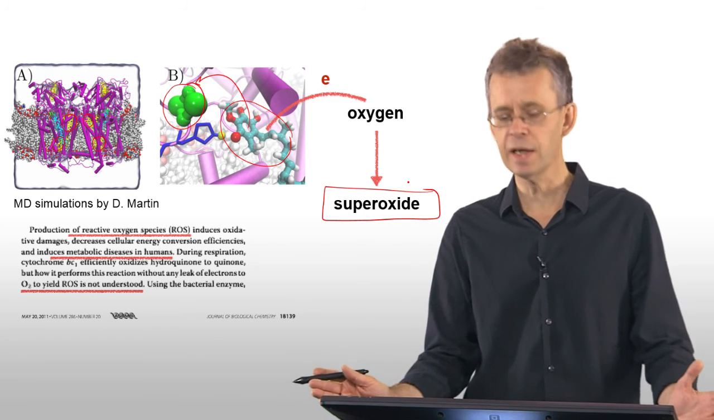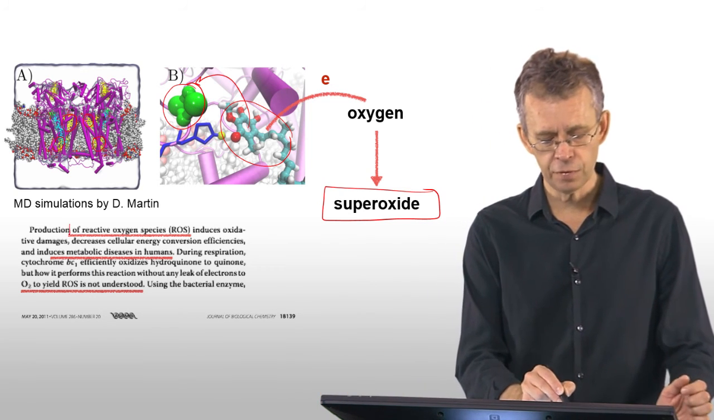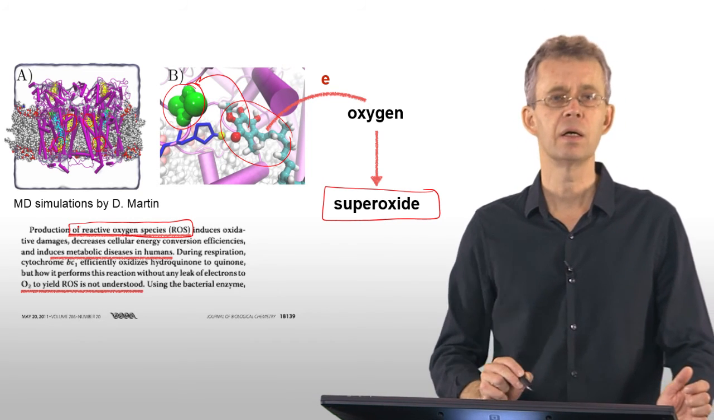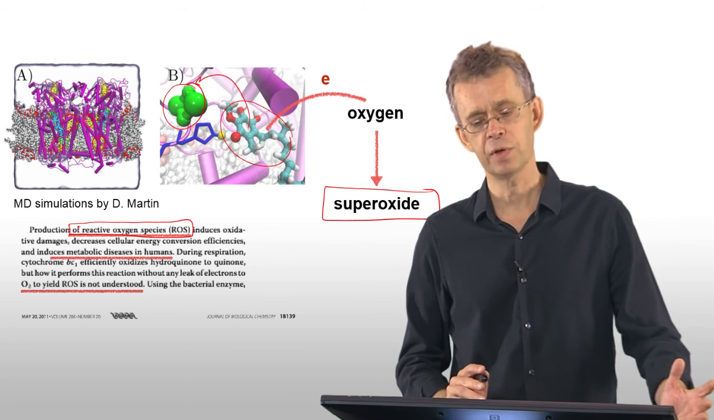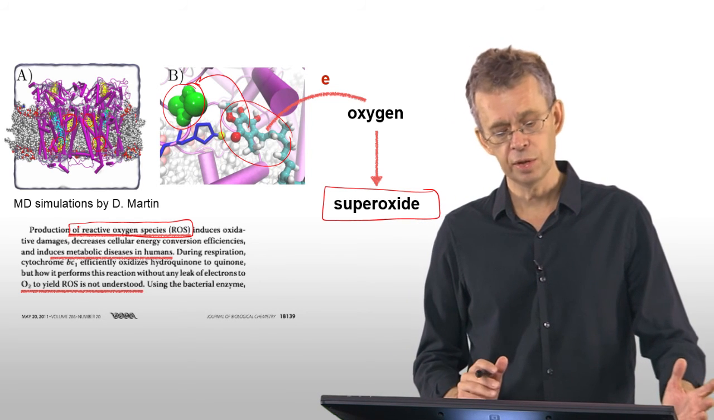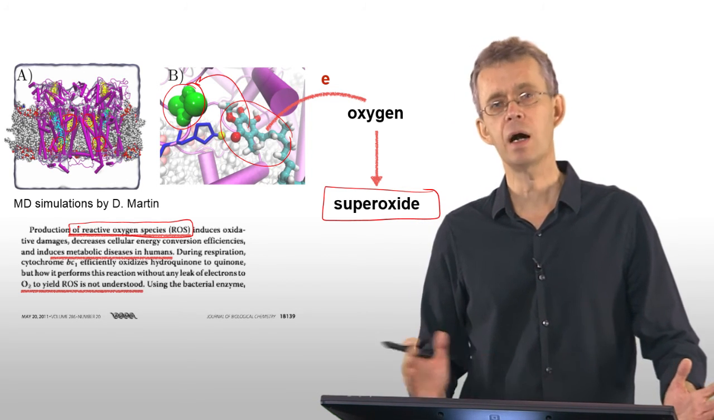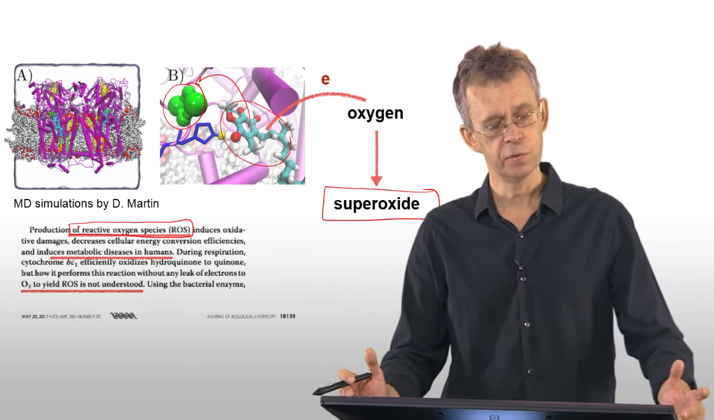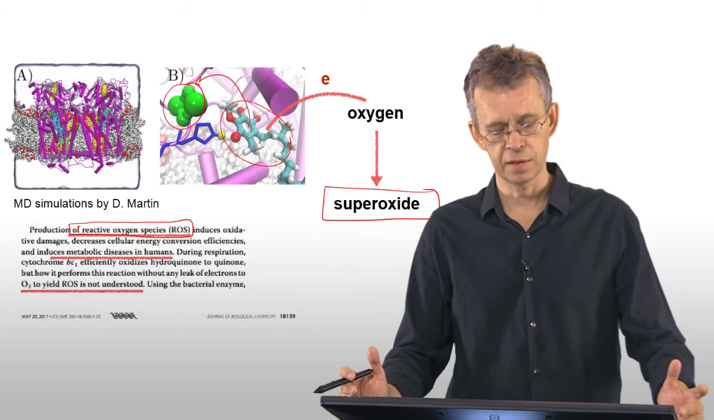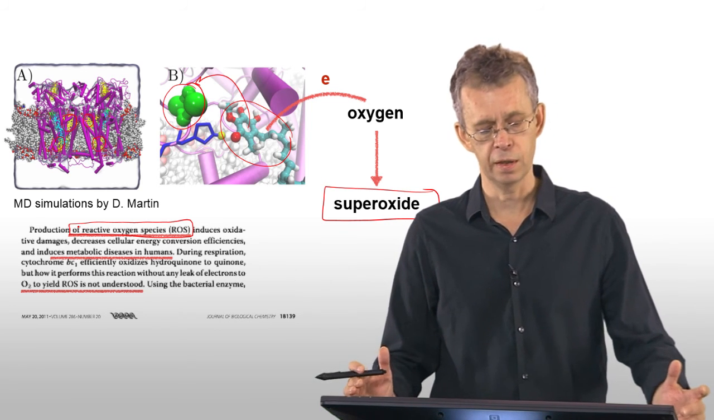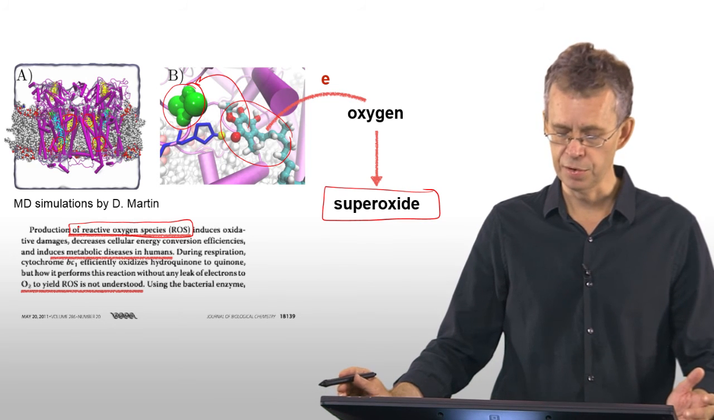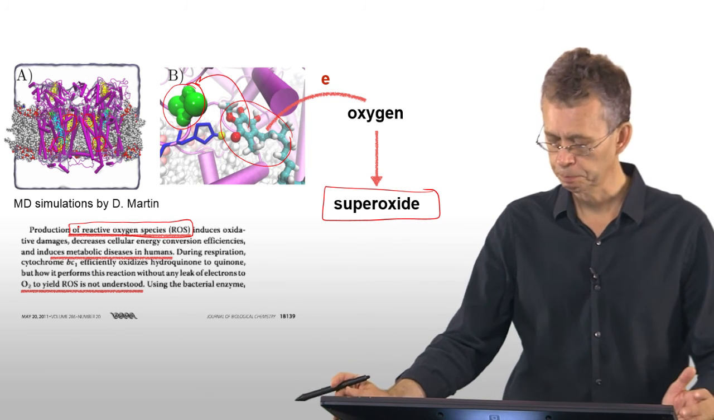So what happens in these cases is that these reactive oxygen species are created, which are potentially damaging for the cell and need to be eliminated. Antioxidants, which are a popular food supplement, have the role of removing such superoxide species from the organism.